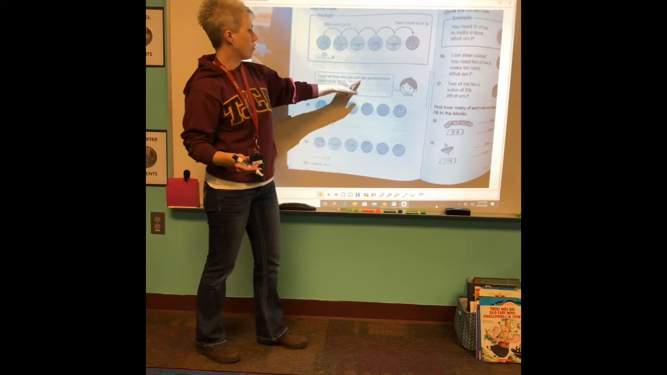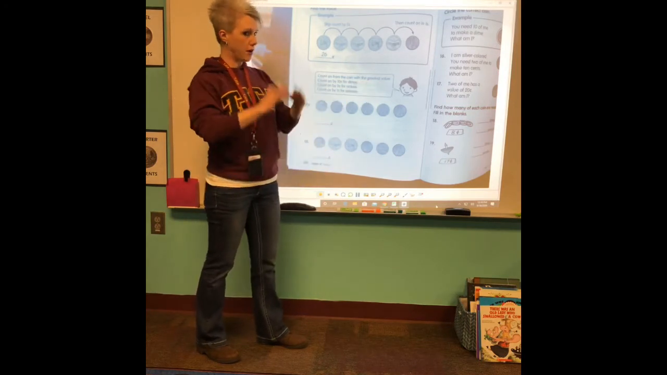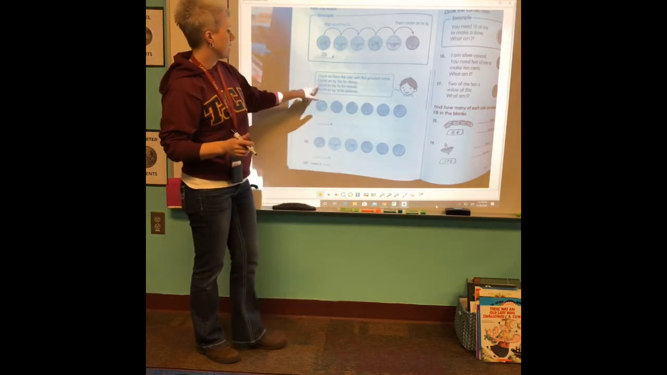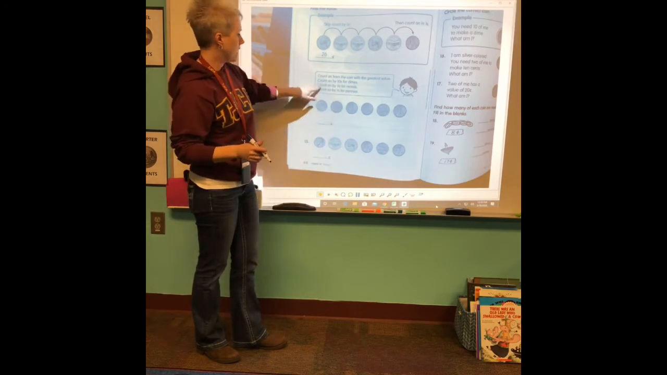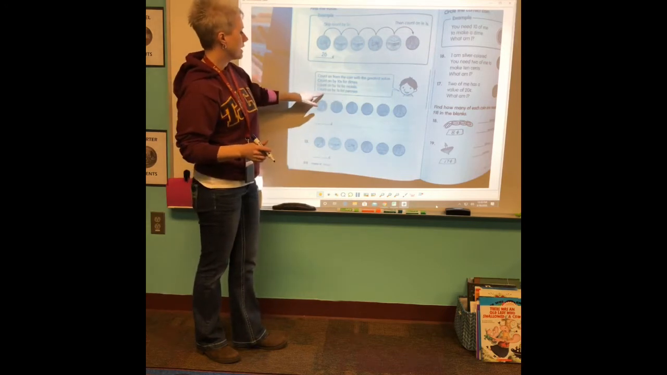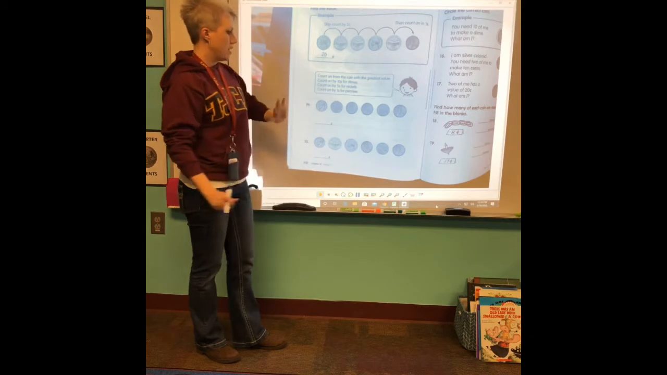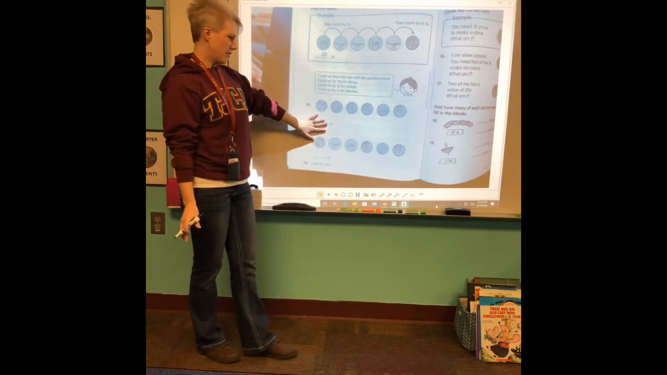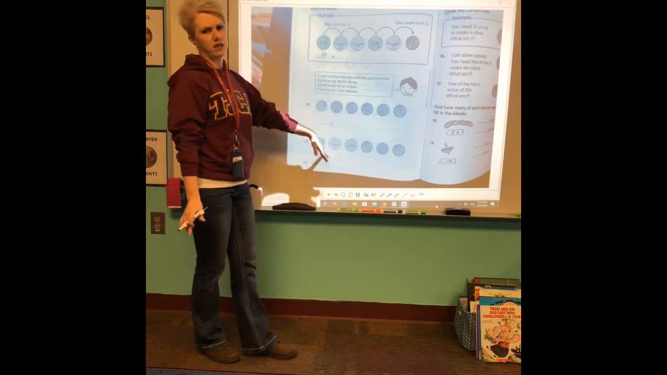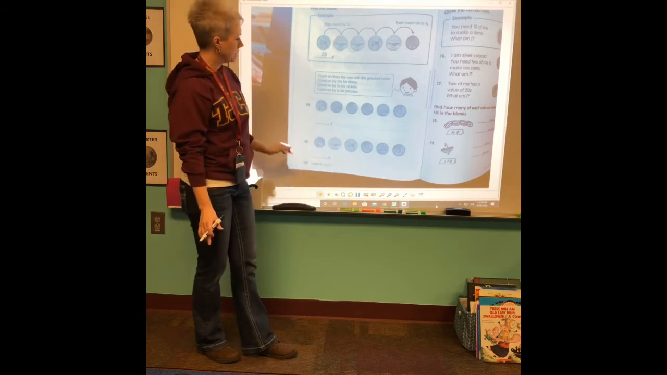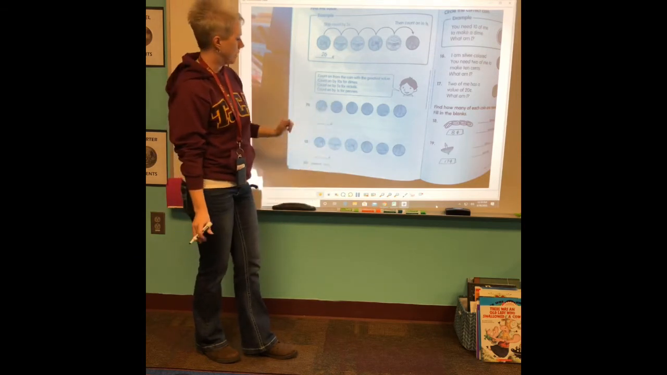Count on from the coin with the greatest value. That's our biggest value. Count on by 10s for dimes. Count on by 5s for nickels. Count on by 1s for pennies. The hardest part about this, looking on paper, is that sometimes all the coins look the same because they're not the right color. So we have to pay close attention to what we're looking at.